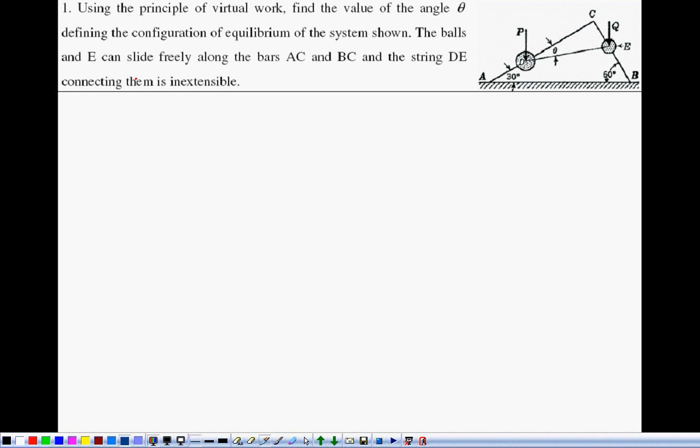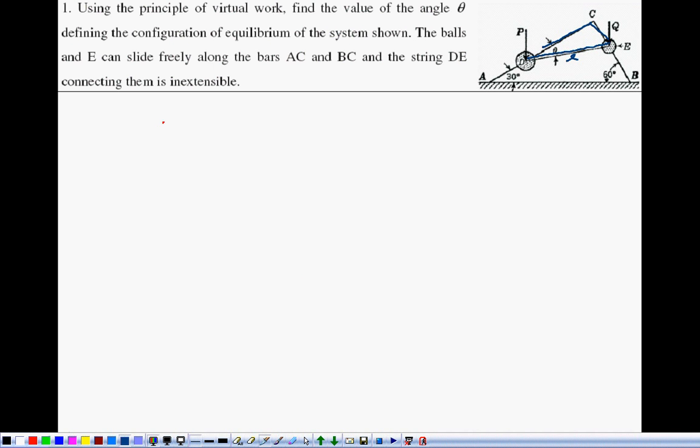D and E can slide freely along this. Using this principle, we need to find out the theta for equilibrium. Okay, so now let's understand this. There is this particular inextensible string. Let's call this L. This length does not change at all. What changes is this CD and CE.